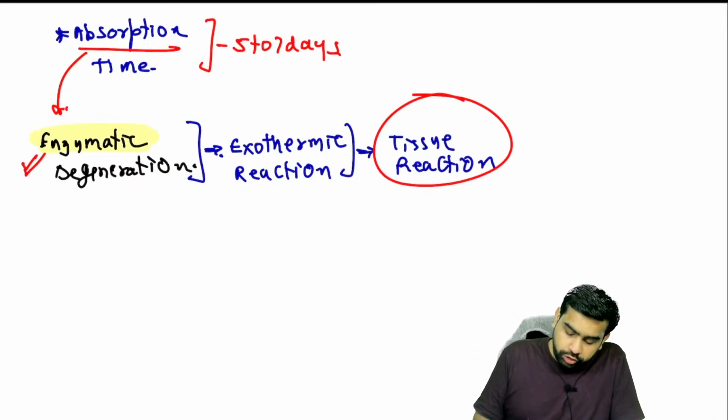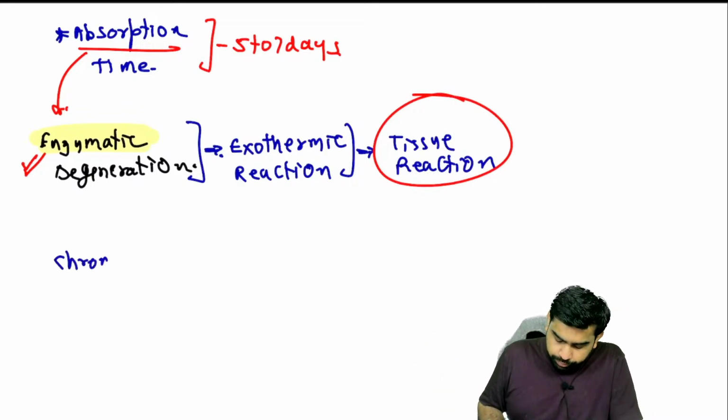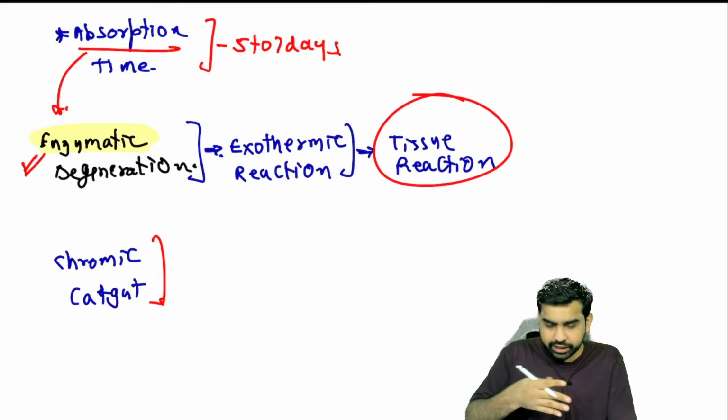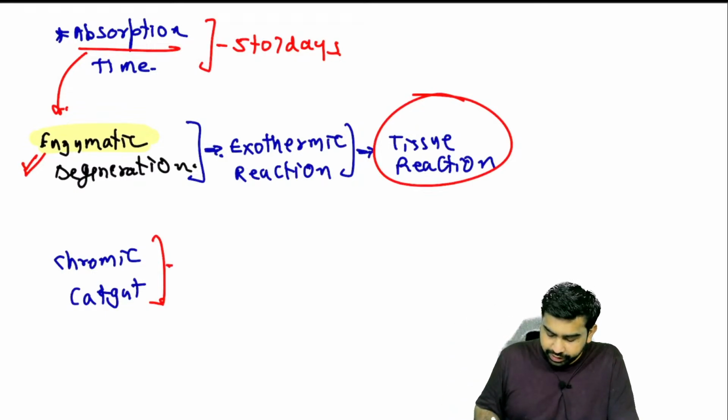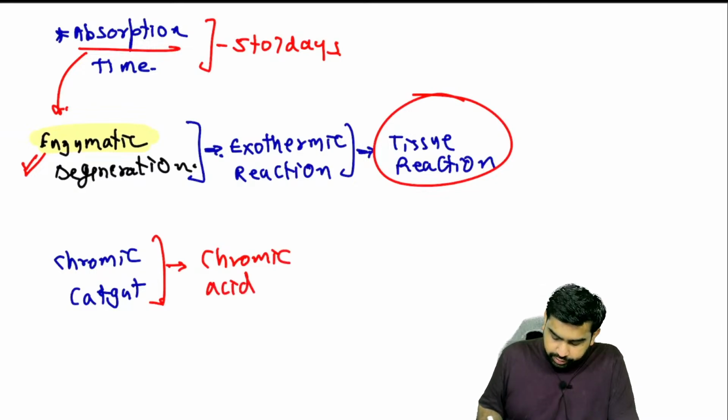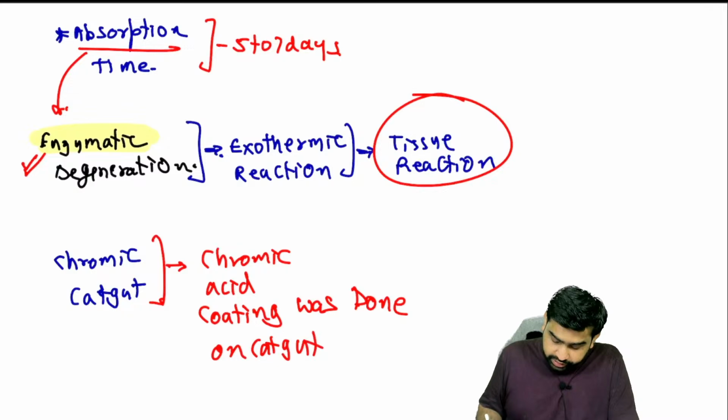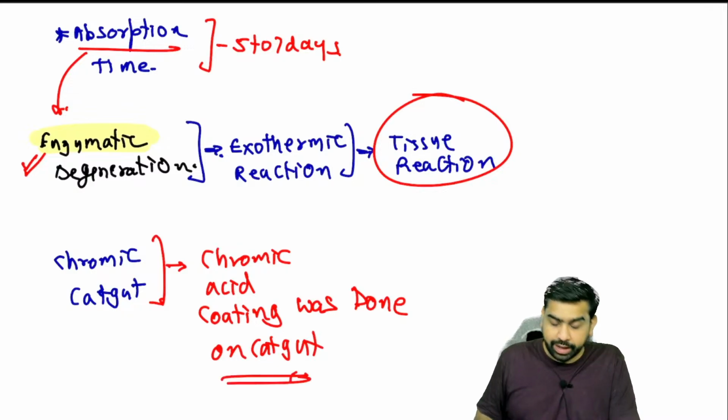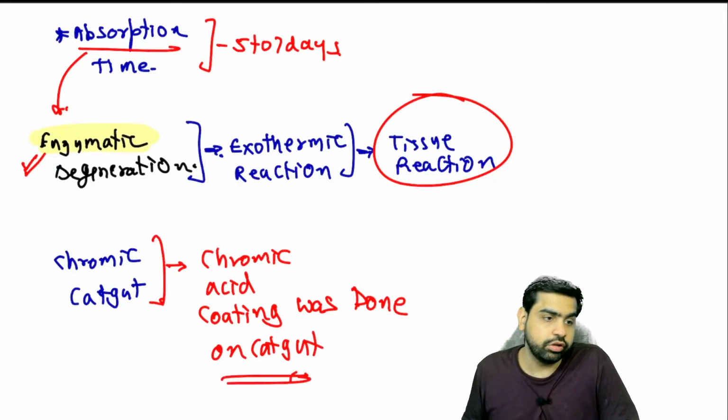In order to increase this absorption time, we came up with the chromic catgut. In the chromic catgut, the plain catgut was coated with chromic acid. So this increased the absorption time, that's fine, but the absorption time was not increased to 60 to 90 days or something like that.